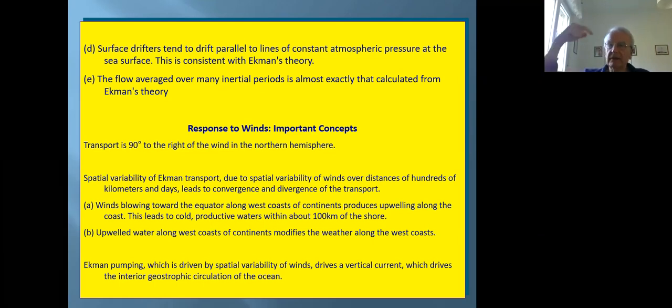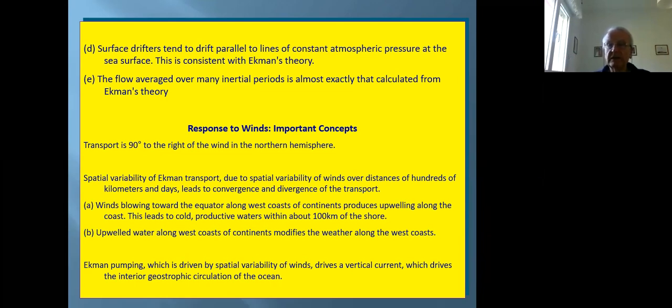And if it goes toward the equator, due to the fact that the transport is 90 degrees to the right of the wind in the northern hemisphere, the wind-induced surface transport will be from the coast toward the open sea. Okay? So we will be losing the surface mass along the continent, along the coast.